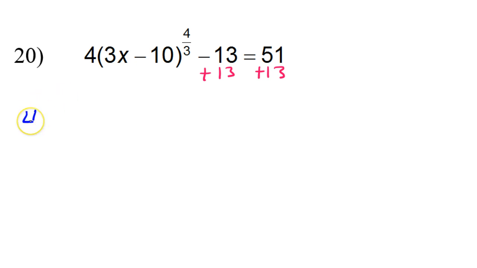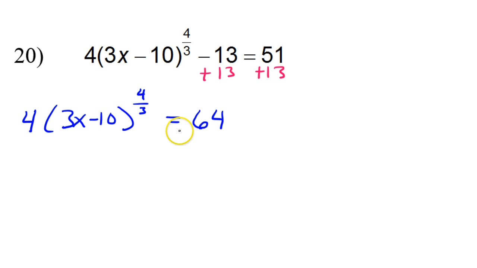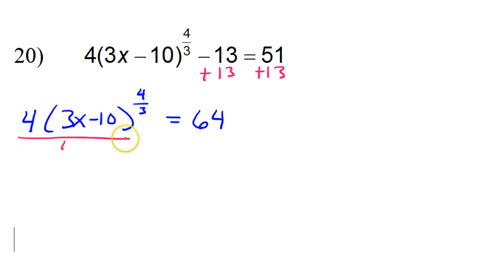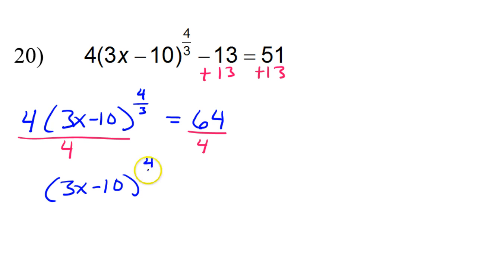That is going to leave me with 4 times (3x minus 10) to the 4/3 power is equal to 64. Now we will divide both sides by 4 to get rid of this 4. So that is going to leave me with (3x minus 10) to the 4/3 power is equal to 16.